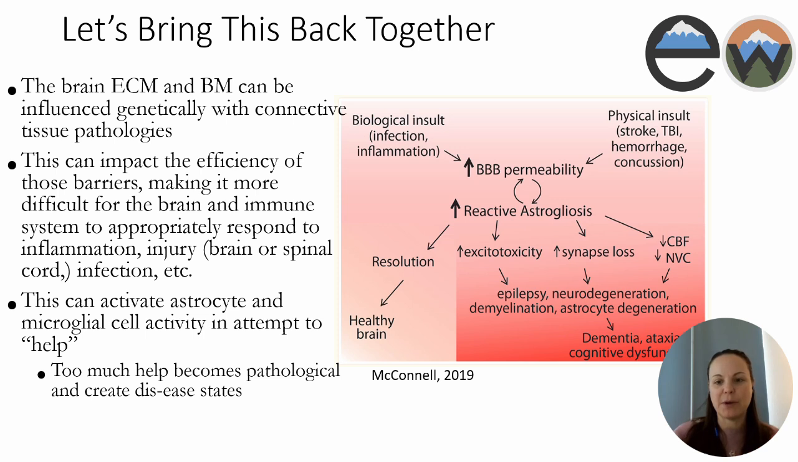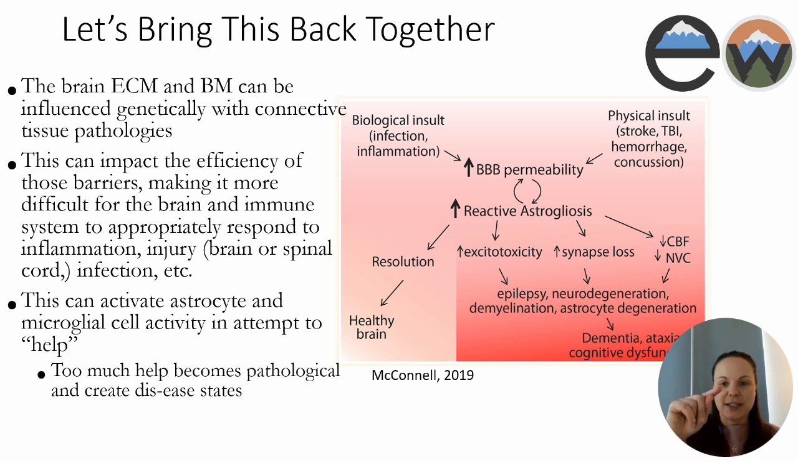But there are a lot of these overlapping features that happen with the simple idea of things getting through the barrier and making the astrocyte and microglia dysfunctional rather than helpful, right? So we have to remember that the brain extracellular matrix and the basement membrane can both be influenced genetically with connective tissue pathologies. That's going to impact the efficiency of those barriers. So if you have a genetic predisposition, it can make it more difficult for the brain and the immune system to appropriately respond to inflammation or to injury or to infection. And injury can include anywhere along that nervous system tissue, so brain or spinal cord as well.